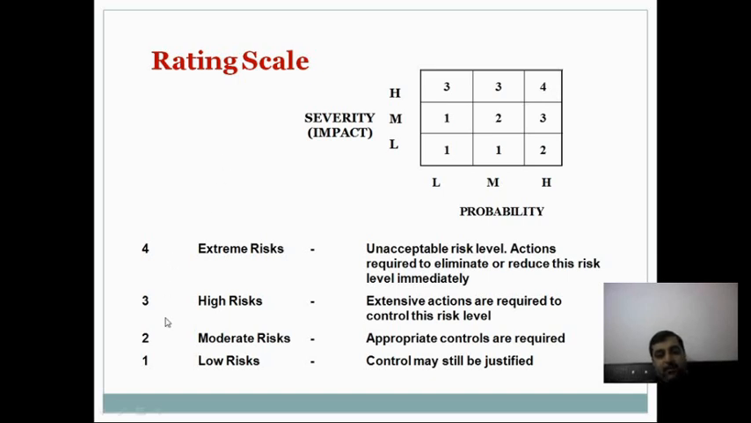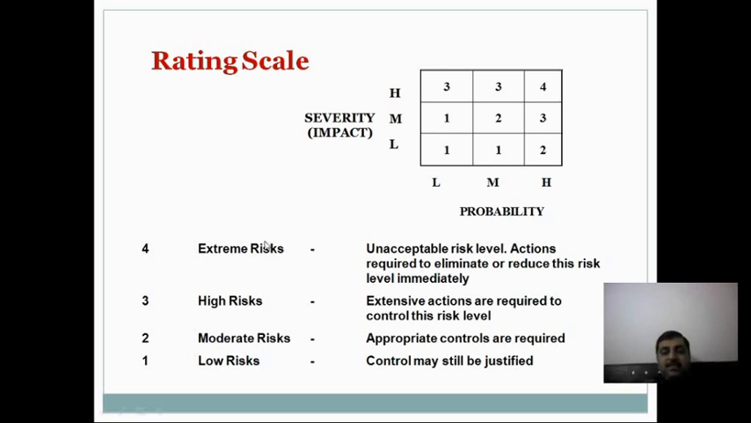What does that mean to us? A rating of 4 means it is a completely unacceptable risk level. Action is required to eliminate this, to reduce this risk level immediately. You cannot go ahead. When we talk of 3, these are the very high risk zone, and extensive action has to be taken for control.